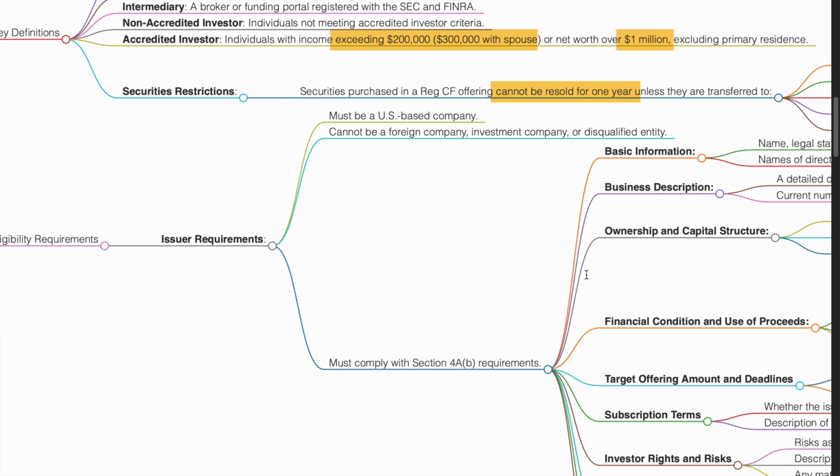If you're another attorney looking at working with startups trying to do a Reg CF, or indeed working with, let's say, an equity crowdfunding platform, well, you're going to want to understand these really, really well. So first of all, perhaps rather unsurprisingly, it must be a US-based company.